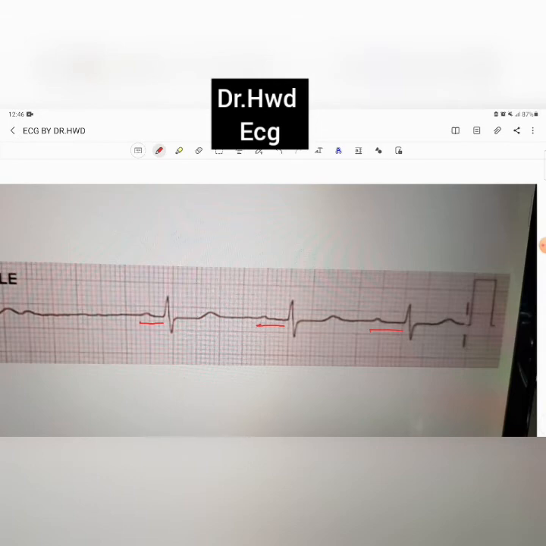It's your type 1. No, it's your type 1 because there's a raise in your PR interval. There is no drop of the beat, so this is your raise in PR interval, and that is what is happening here. All right, guys.